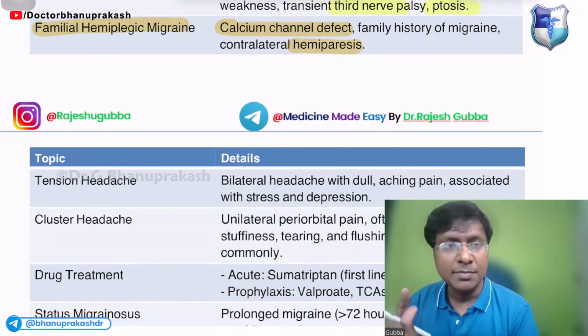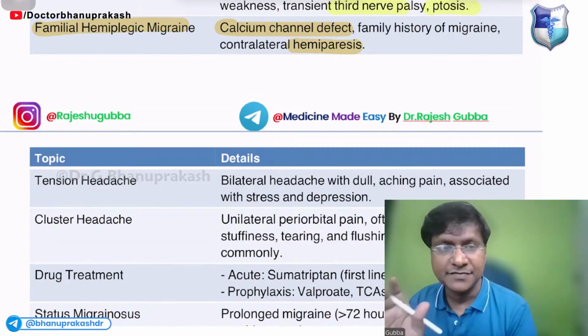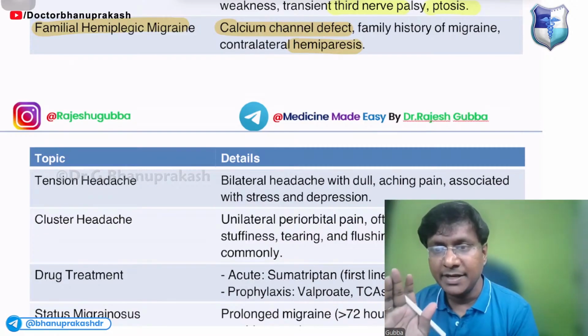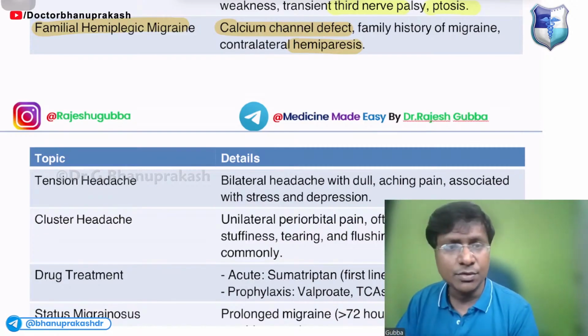So the most common form of primary headache, I'm sorry if I have said migraine just now, the most common form of primary headache will be tension headache. The most common form of secondary headache will be the infection. Now, that was about the migraine.